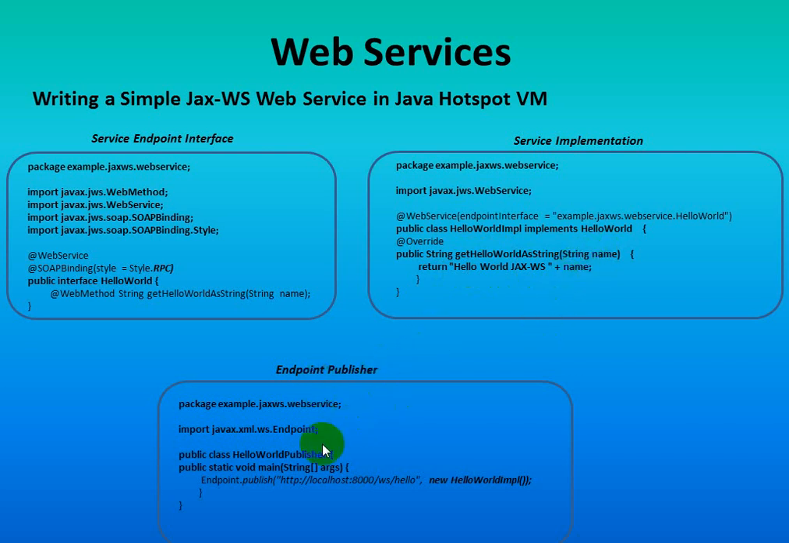And the endpoint publisher. That's what I told you, right? In Java 1.6, we can test it there and then. So this is the endpoint publisher. The URL we have to specify, and then the implementation class we have to provide as a parameter for this publish method. Okay. So now I will show you how to execute this program in Java.